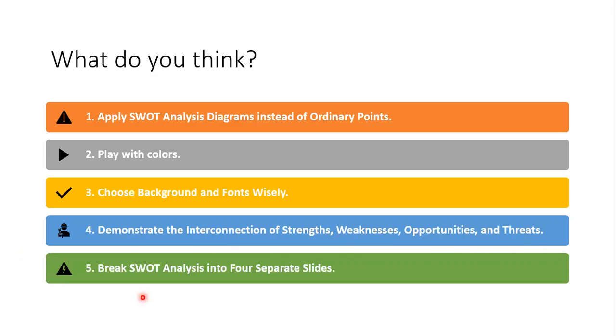Number 5, break SWOT analysis into 4 separate slides. Okay, in this case, it's up to you again. In my case, I like to have all of them in one slide, because then I can compare and talk about all of them. But some people prefer to separate it: one slide for letter S, another for W, another for O, another for T. In my personal case, I prefer everything together.